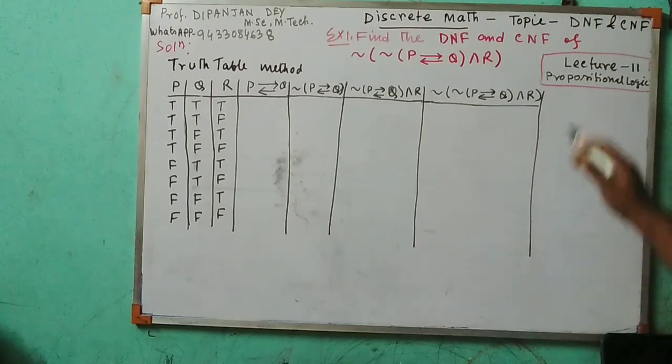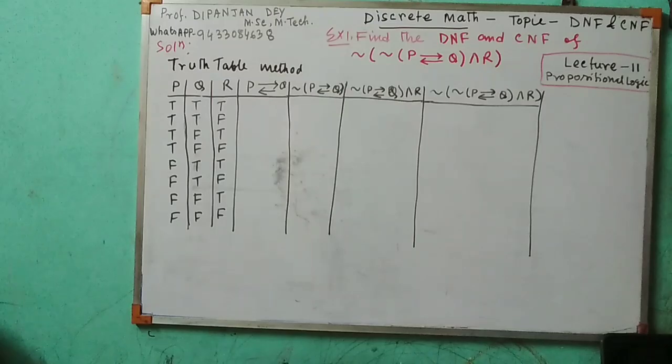The topic is DNF and CNF. Very important topic for the exam of BCA, B.Tech, M.Sc in Discrete Mathematics. Very important topic.